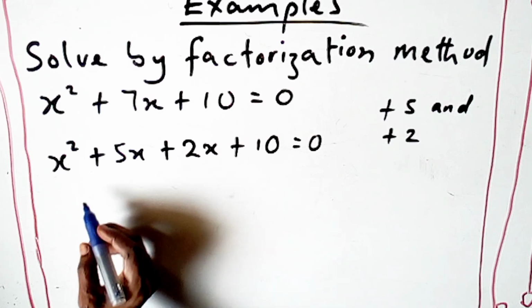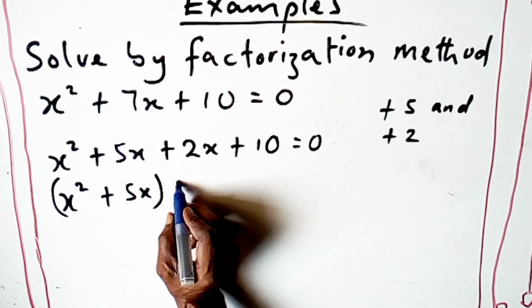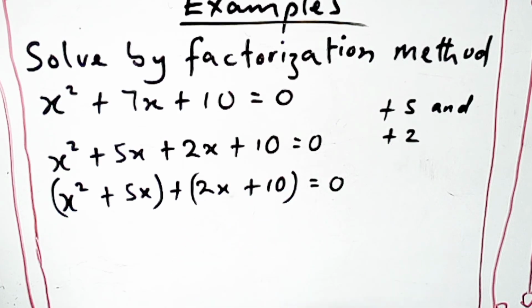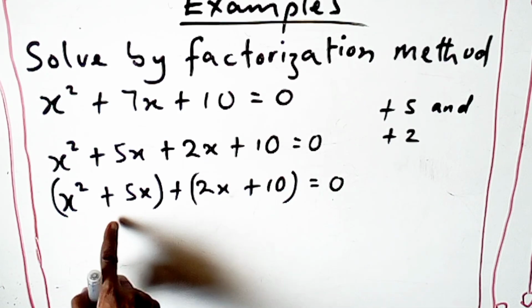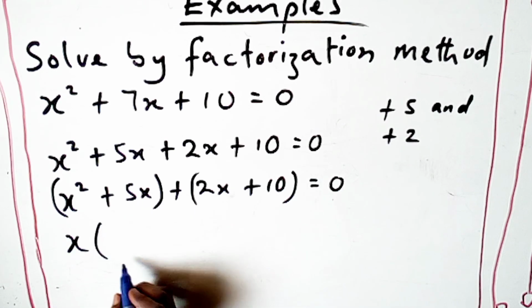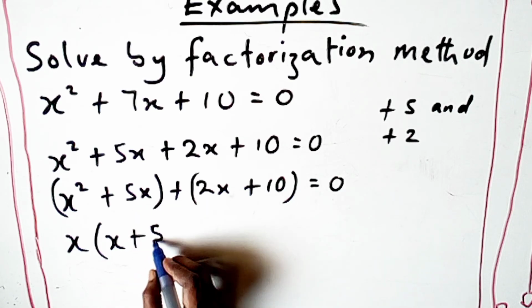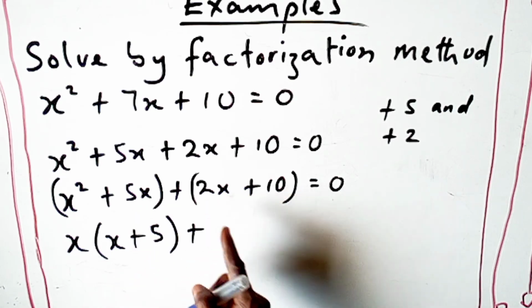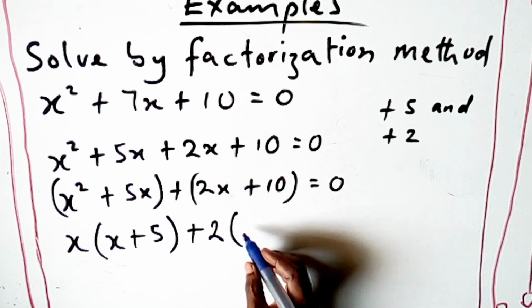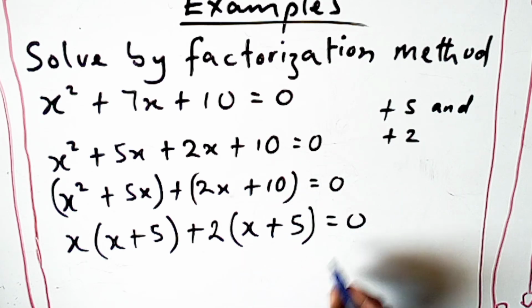Now we're going to separate them into brackets: (x² + 5x) + (2x + 10) = 0. What is common in the first bracket is x. We bring out x, then we have in the bracket x + 5. Also, in the other bracket, what is common is 2. We bring out 2. So in the bracket, we have x + 5 = 0.